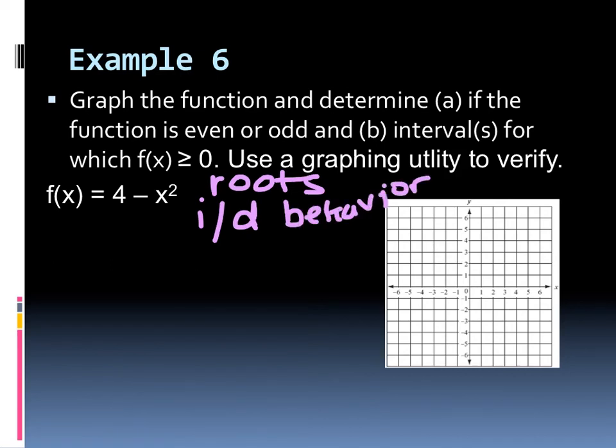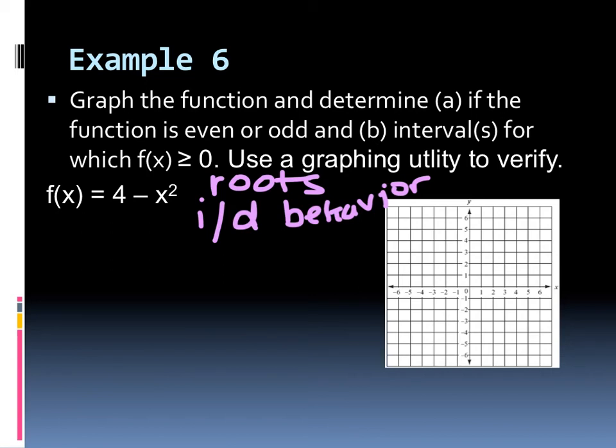And then use the graphing utility to verify. So which means I'm going to graph it by hand first, okay? So what do we know this graph is? It's a parabola. In about 4 days, you're going to know that that means that it is facing down and the y-intercept is at 4. But let's pretend we don't know that yet.